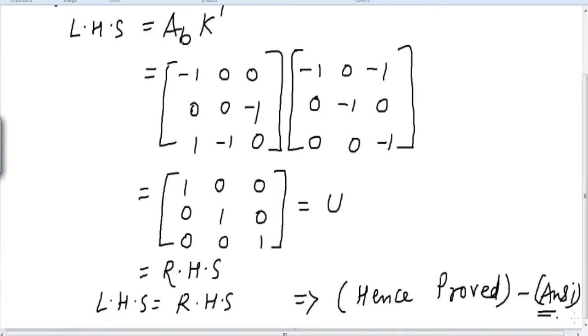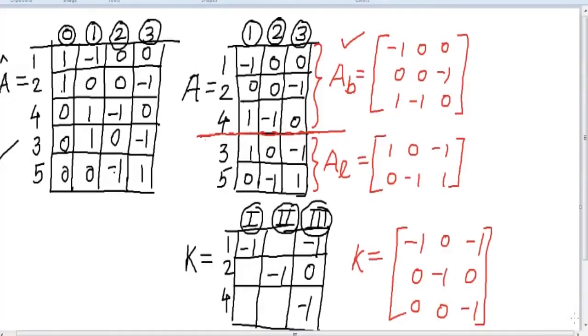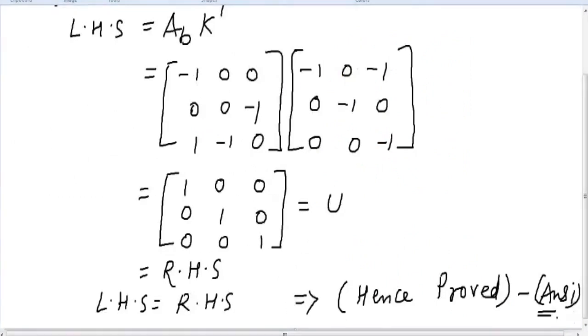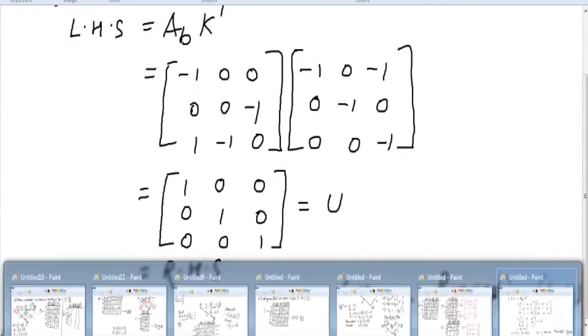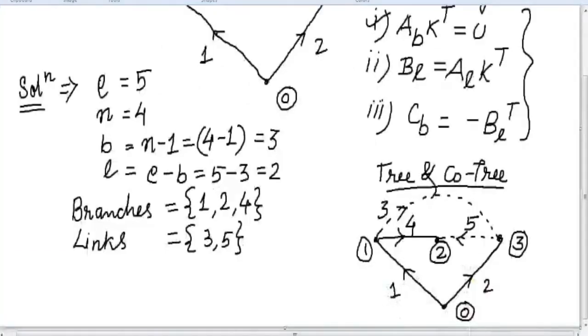Alright, is it clear to everyone how we have proved the first identity? This is a new concept which we have learned today. I have explained the procedure to solve the identities one by one. Similarly, if they have asked us to solve the other identities, let us check what the second identity is. The second identity is BL is equal to AL K transpose, right?